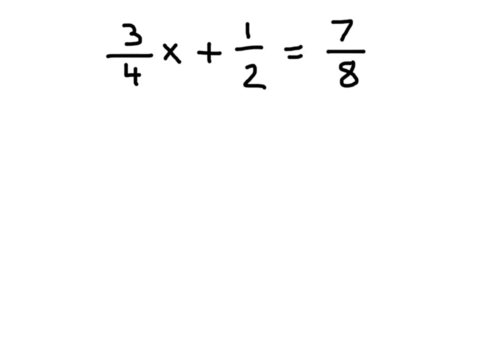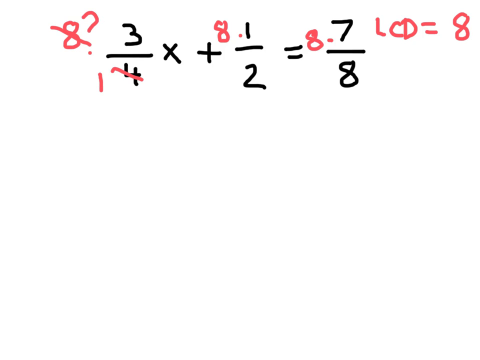All right, welcome back from pausing the video. If I multiply every term by the least common denominator, LCD, the LCD of 4, 2, and 8 would be 8. So I'm going to multiply 3/4 by 8, multiply 1/2 by 8, and multiply 7/8 by 8. If I multiply 3/4 by 8, the 4 cancels and becomes a 1. 8 becomes a 2, so I get 2 times 3 is 6, and I have x. So this term becomes 6x.